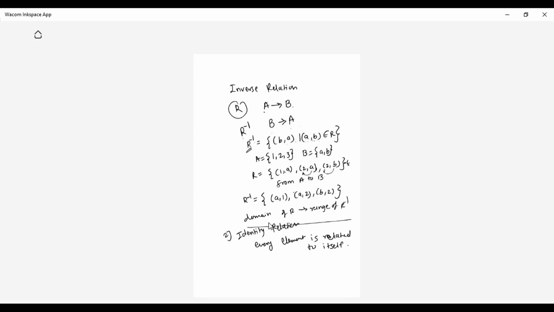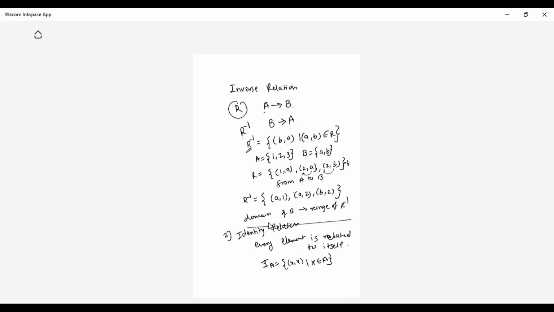Every element in a set is related to itself, and it is generally denoted by I_A, which is equal to {(x, x), where x belongs to A}. So every element in a set is related to itself.